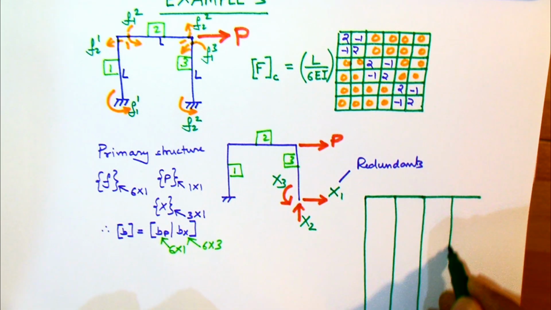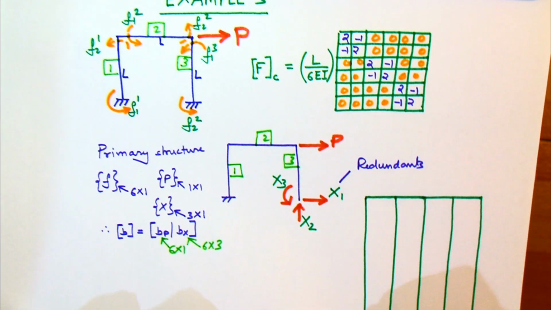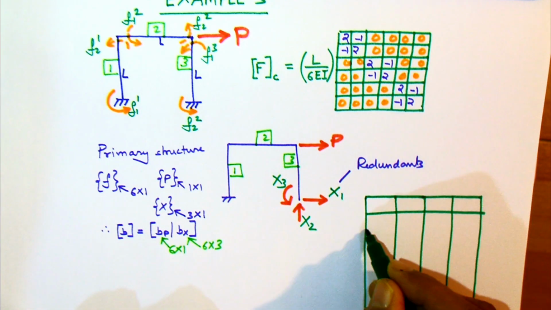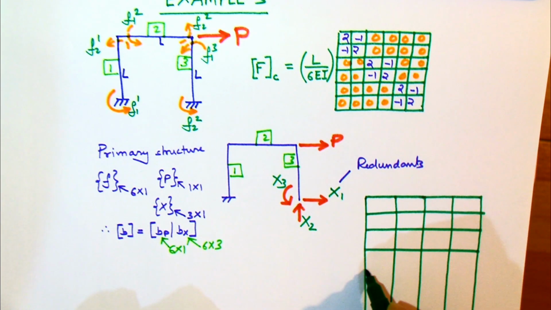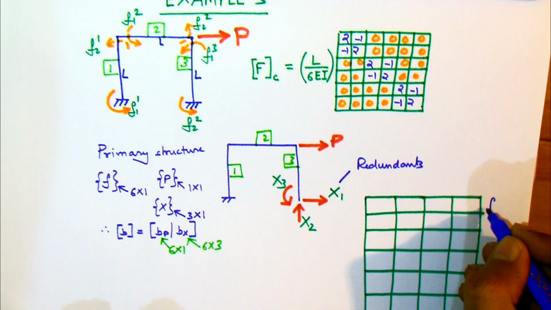So let us now form the B matrix using the procedure where we apply unit forces along all the points of the external forces and the redundants one by one, and in this manner we will be obtaining the B matrix column by column.